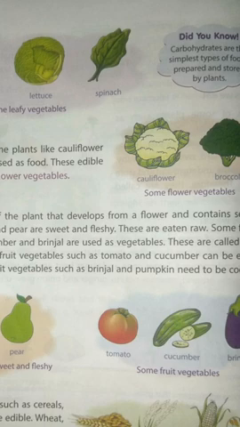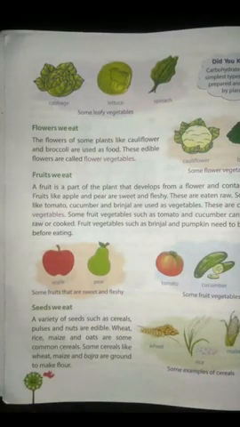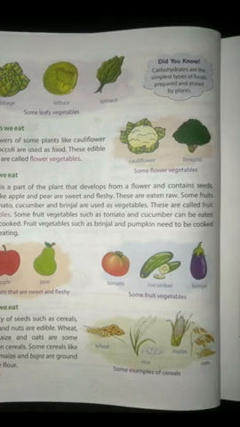The next point, flowers we eat. The flowers of some plants like cauliflower and broccoli are used as food. These edible flowers are called flower vegetables. So, leafy vegetables and flower vegetables: cauliflower and broccoli. This one is an example of flower vegetables.